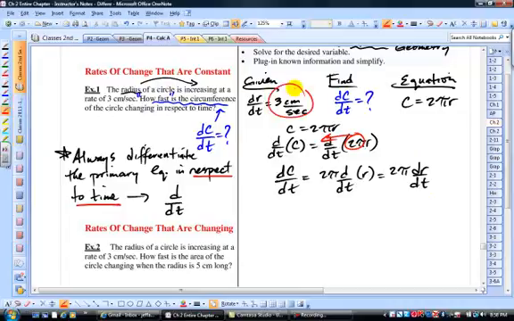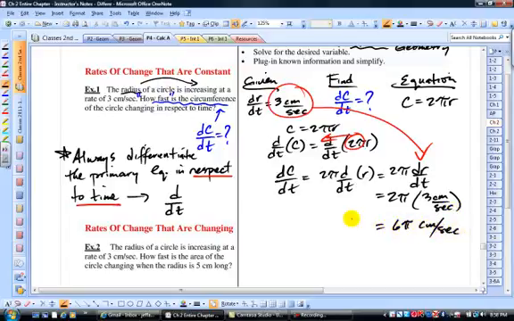Well, I know that it's 3 centimeters for every second. So I'm going to substitute that in. So I get 2 pi times 3 centimeters per second. That gives me 6 pi centimeters per second, which is how fast the circumference is changing over time. Now that's a constant, and that's why the title of this example is how rates of change are constant sometimes. 6 pi, as you know, is a constant.